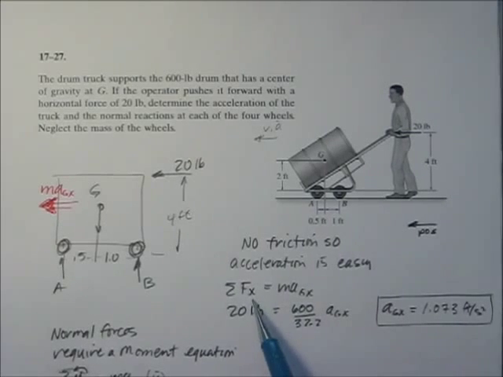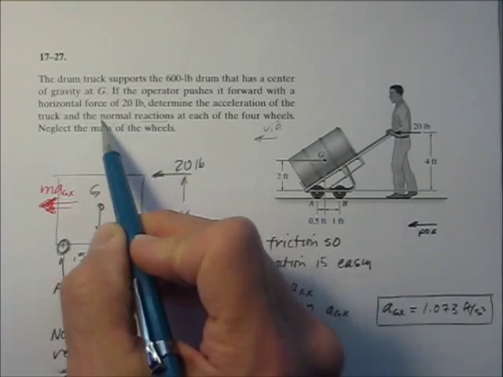So the sum of the forces in the x is mass times acceleration in the x. My force is 20 pounds going that way. My mass is 600 pounds divided by 32.2 gravity, and I can solve easily for acceleration, and that is 1.073 feet per second squared. Next question is, what are the normal reactions at each of the four wheels?